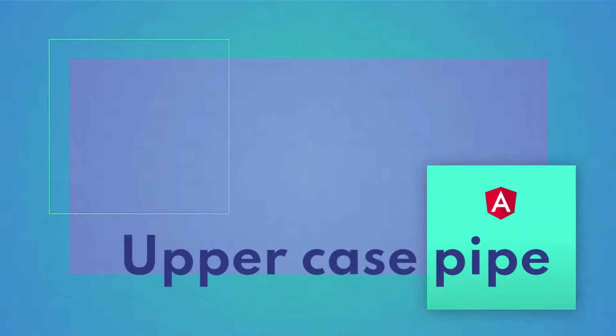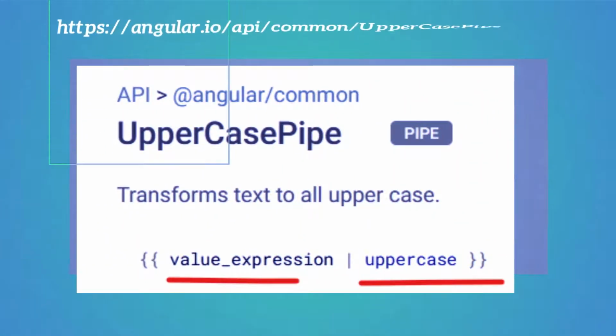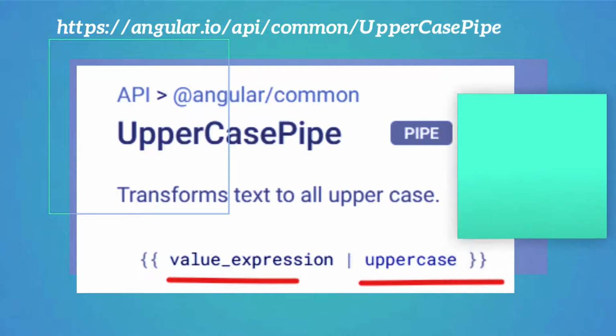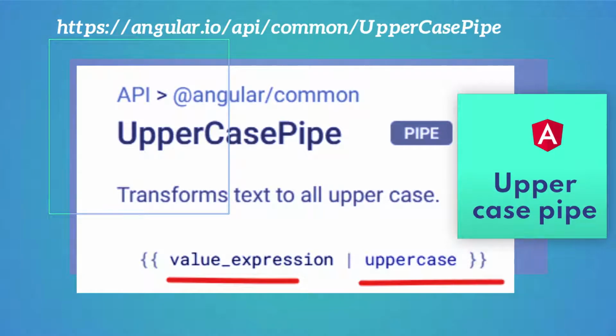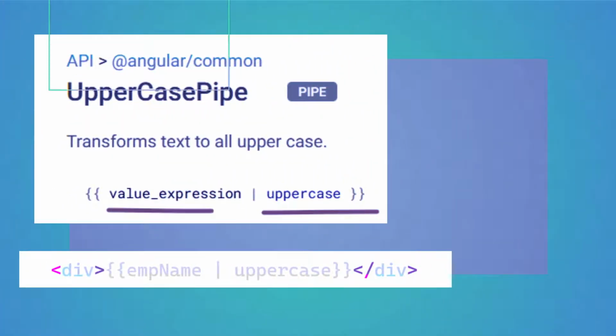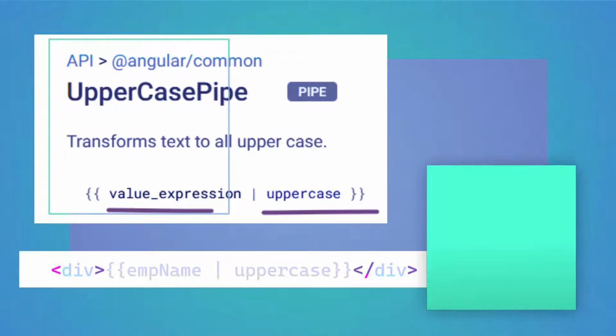A simple example of a pipe is an uppercase pipe. We can find it on the Angular official tutorial page. We can see a simple example of a pipe that converts the data to uppercase. A pipe has the following parts: inside the interpolation, that is the double curly braces, there should be a value expression. After that, we need a pipe symbol to mention we are going to use a pipe, and then a pipe name. In this example, uppercase is the pipe name. So the input will be translated into uppercase as output here.